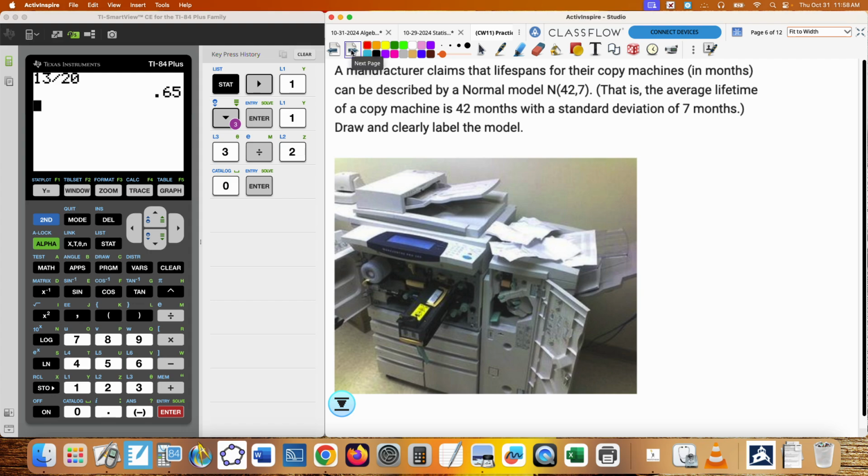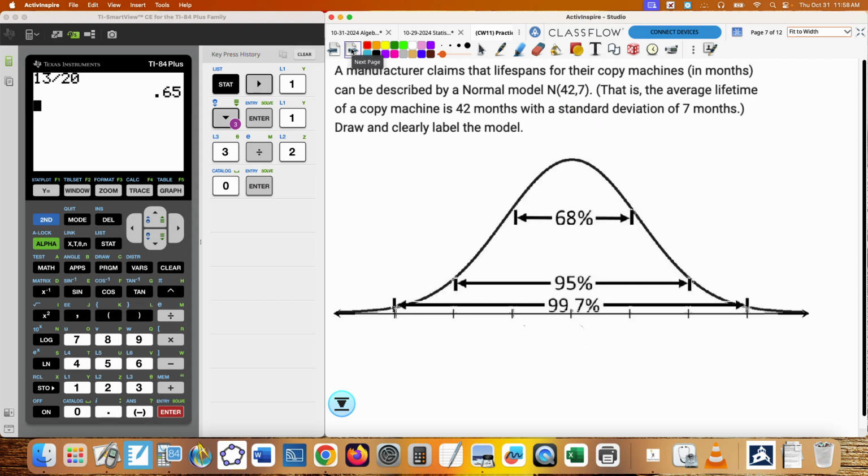Manufacturer claims that the lifespans of their copy machines can be described by a normal model with an average of 42 months and a standard deviation of 7 months. Draw and clearly label the model. So we're going to center it at 42 months, and then we're going to count by 7 months. 42 plus 7 is 49. 49 plus 7 is 56, and so on and so forth.